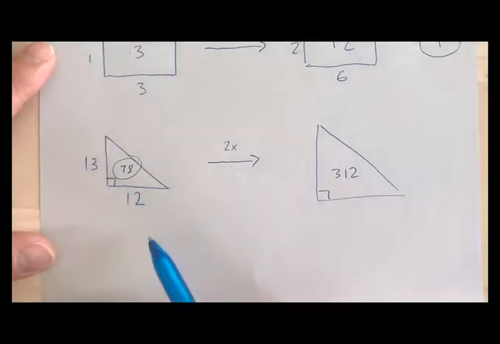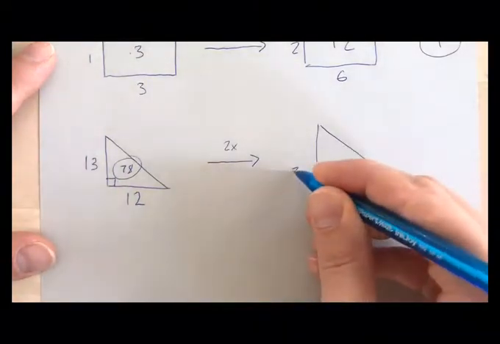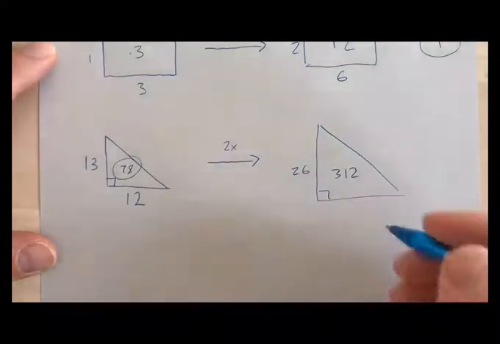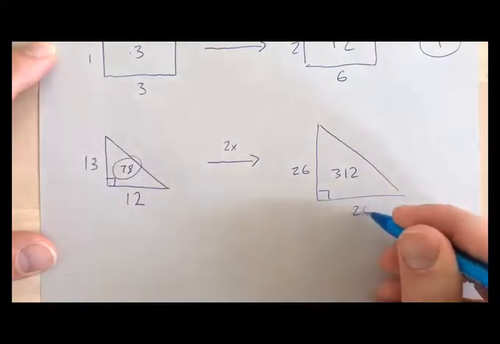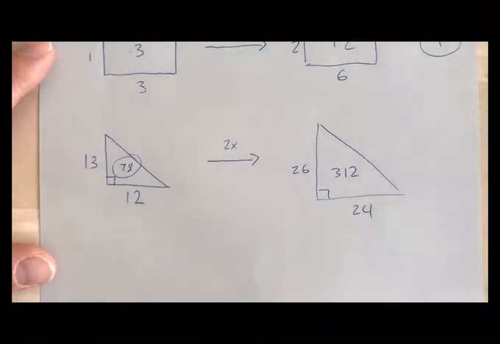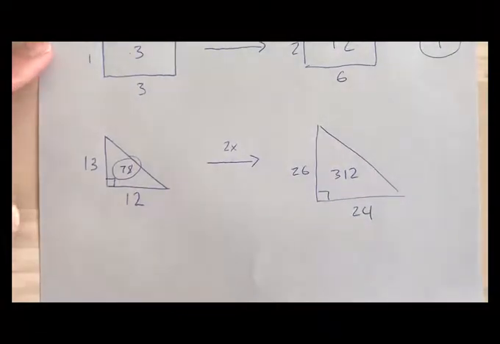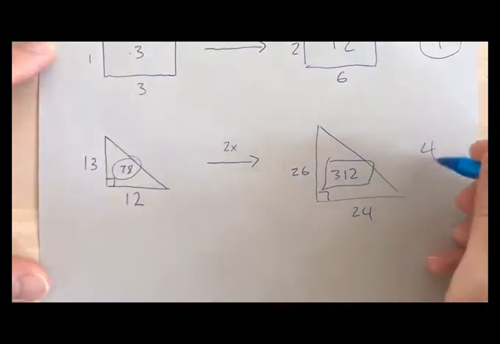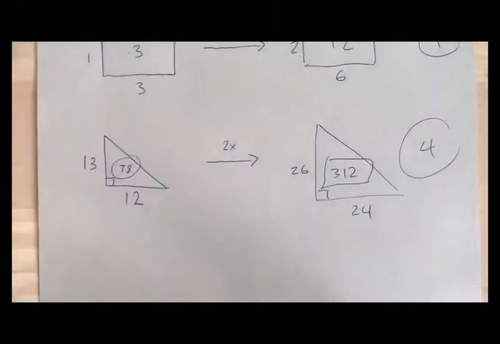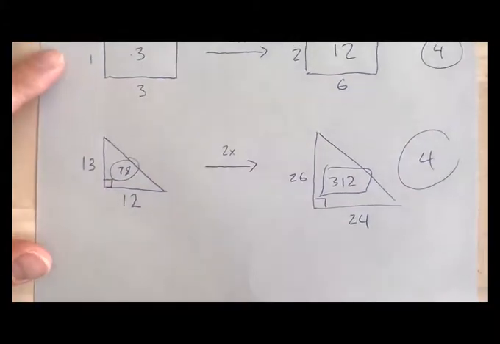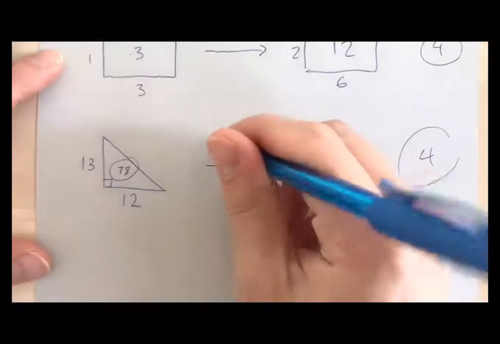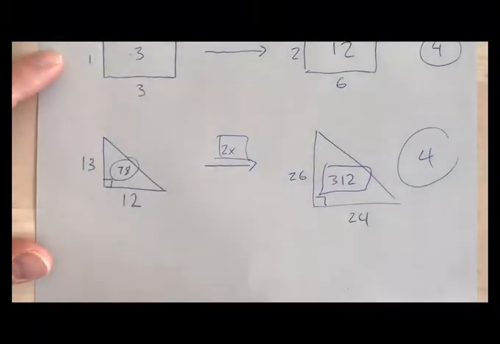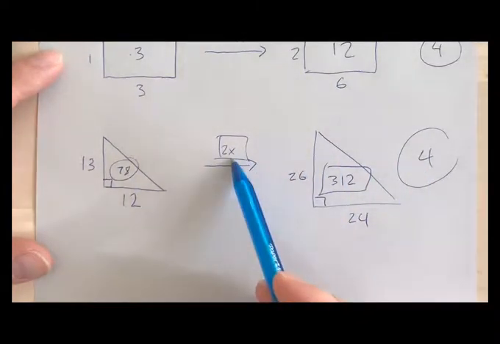So 78 times 4 is 312. Let's see if this makes sense. If I make this shape 2 times bigger, aka multiplying these times 2, 13 times 2 is going to be 26, and 12 times 2 is going to be 24. Let's see if 26 times 24 divided by 2 is 312. So 26 times 24 is 624, divided by 2, that's 312. So what do you know? It works. The area is 4 times bigger. I guess the question is how do I know what the new area would be if I only know what the growth factor is? Meaning, how is this related back to this?